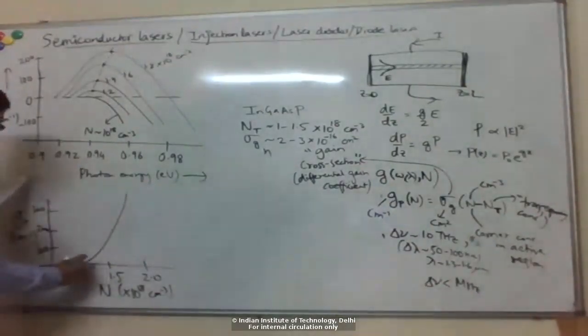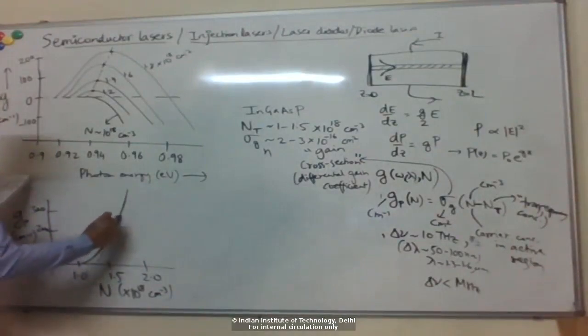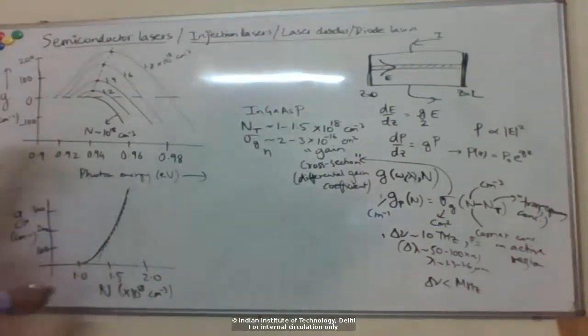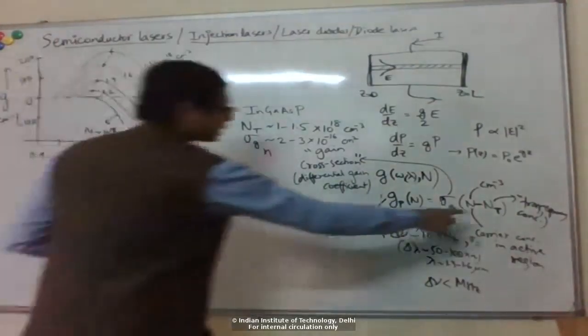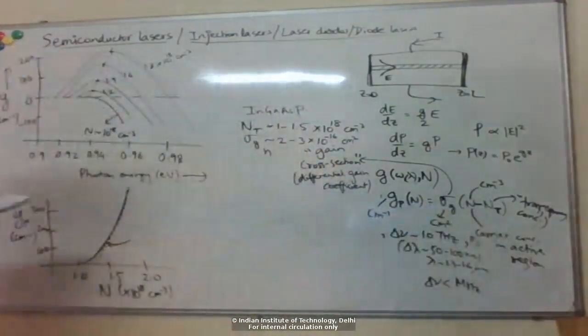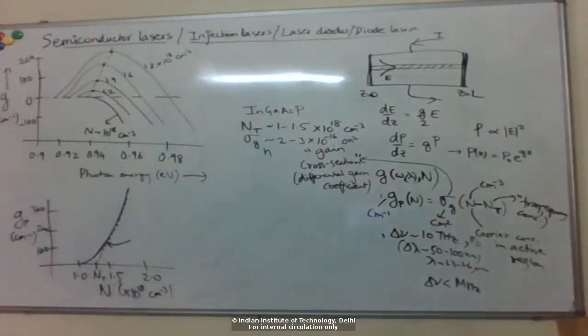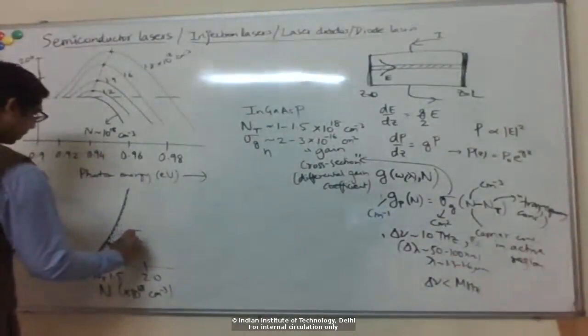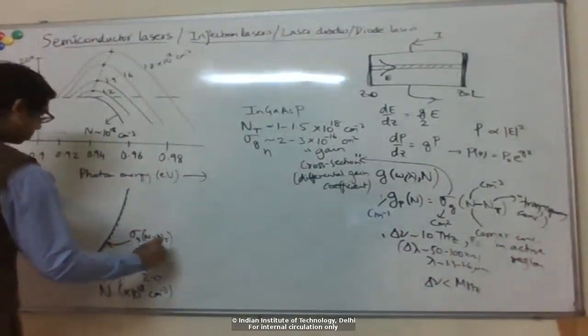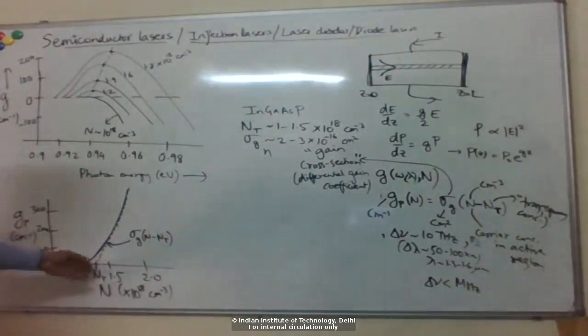Okay, so it's not exactly linear, this relationship here, but once you go sufficiently beyond N_T, it's well approximated by a linear function. This dotted line shows this linear dependence here with N. And this intercept here would be N_T, at which the gain is 0. So this shows the linear relationship, and it works well once you go sufficiently beyond N_T.